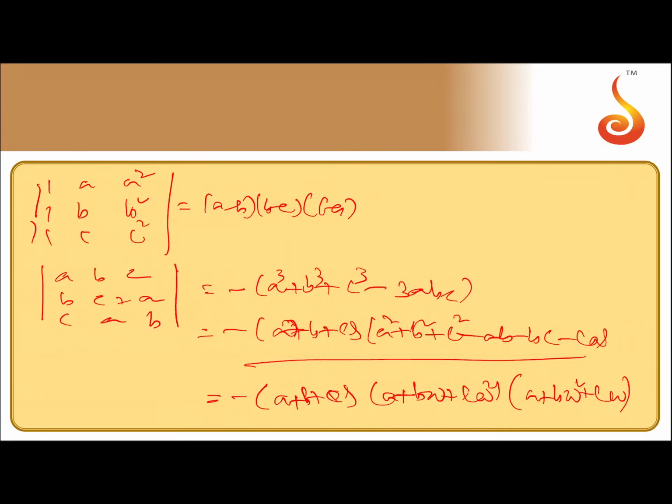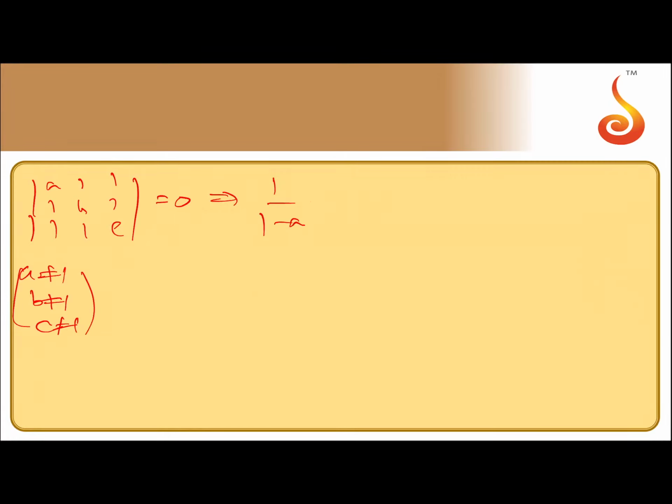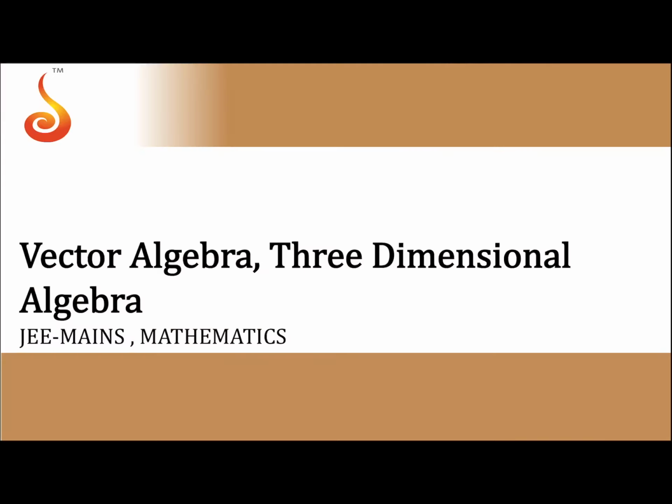Okay, this is one more point. There's one more determinant, like when you say |A 1 1; 1 B 1; 1 1 C|. Of course, it is 0 where A not equal to 1, B not equal to 1, C not equal to 1. In such a case, you get the condition 1/(1−A) + 1/(1−B) + 1/(1−C) = 1 always. Keep in mind this one. This will be useful in simplifying certain problems.